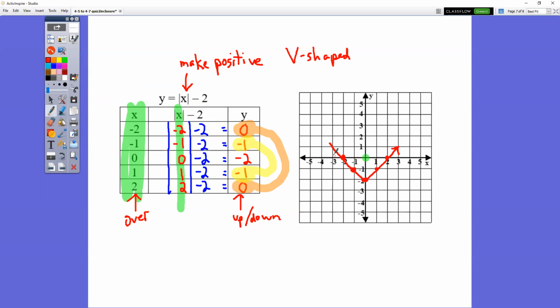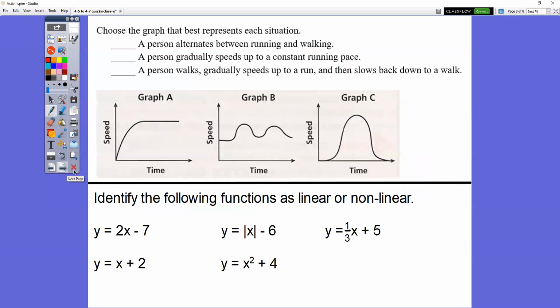Make sure that you put arrows on the ends. If you don't put arrows on the ends, you will lose points. Questions on this one? So you'll have one of those that has the x squared, which is a U-shaped graph. You'll have one of them that has an absolute value, which is a V-shaped graph. Take a look at the next part.